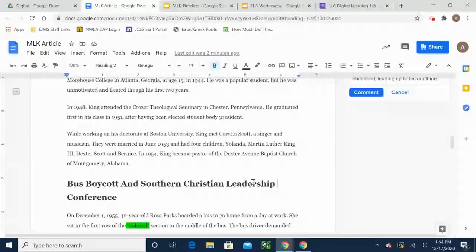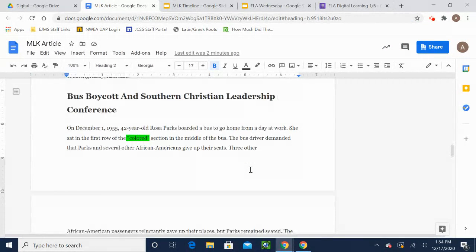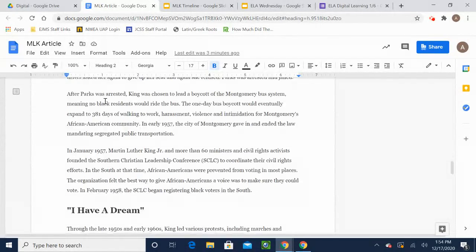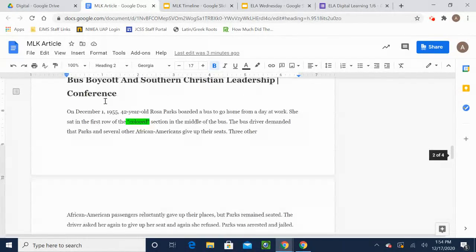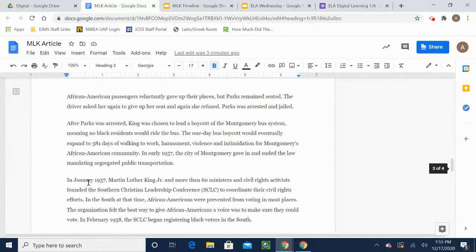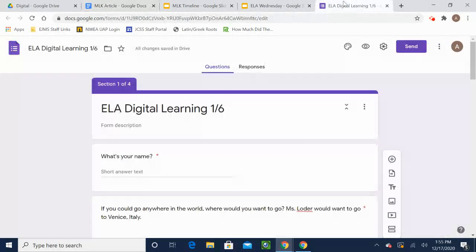Now, what you are going to do next is practice this on your own. You're going to read Bus Boycott and Southern Christian Leadership Conference all on your own. It's not that long. It's only 4 paragraphs again. Then I want you to pay attention to what was highlighted, what details jumped out at you, and then do the same thing that I just did in that comment. You're going to go onto your Google form.